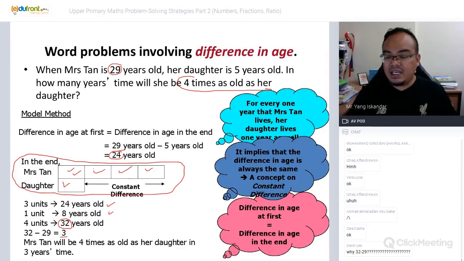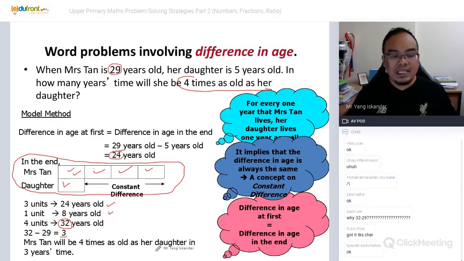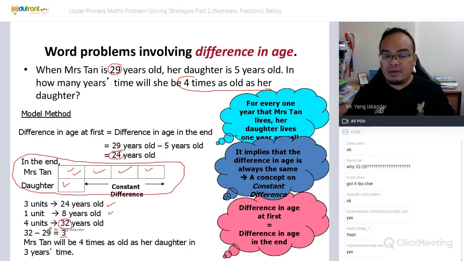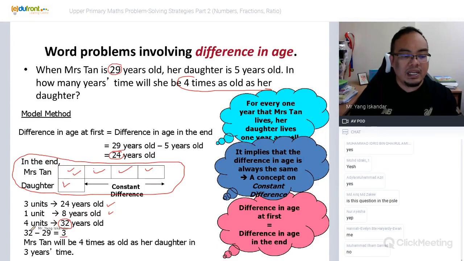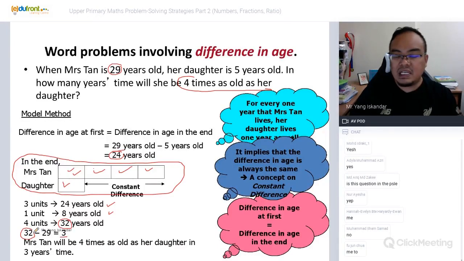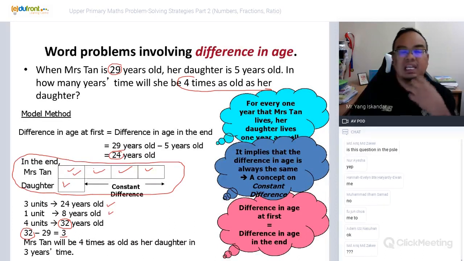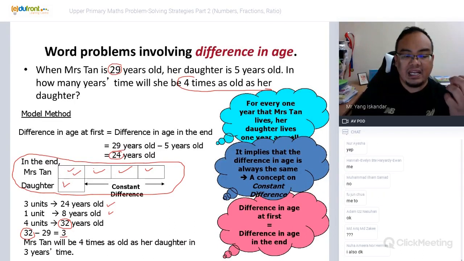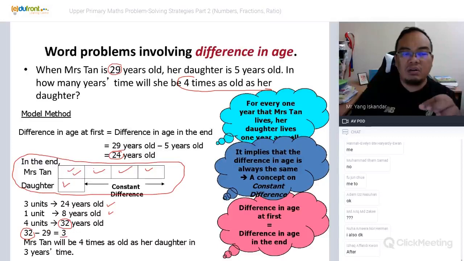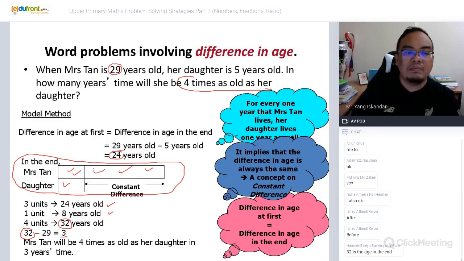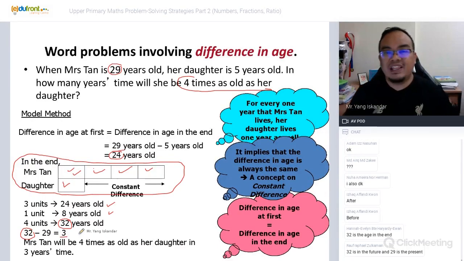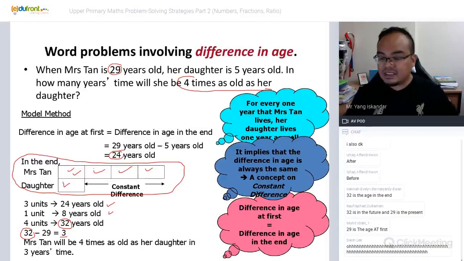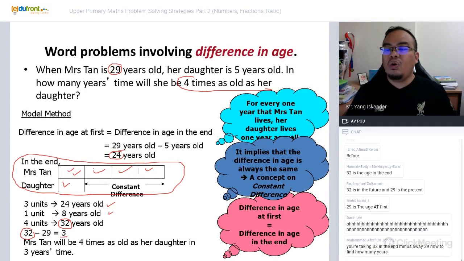Got that? Everybody? David is still not sure. Why 32 minus 29? Anybody wants to explain to him? David still doesn't understand why 32 minus 29. 32 is how old she is in the end. Okay? At the end. 29 is how old Mrs. Tan is right now, in the beginning. So they ask you in how many years' time? So 32 years old minus 29, you get 3 years. In 3 years' time. David? Oh, okay. Very good.